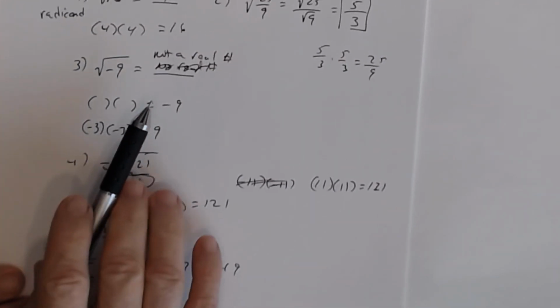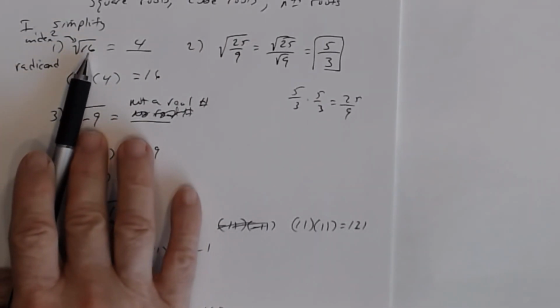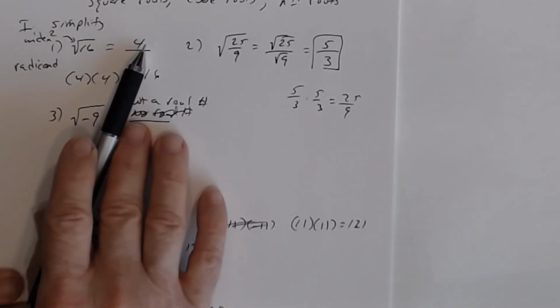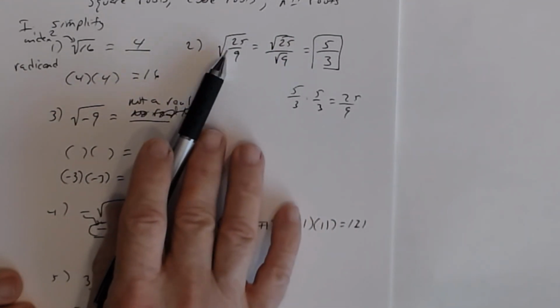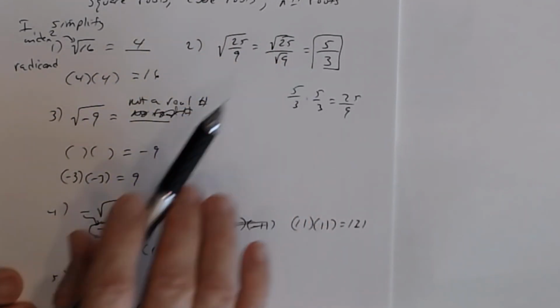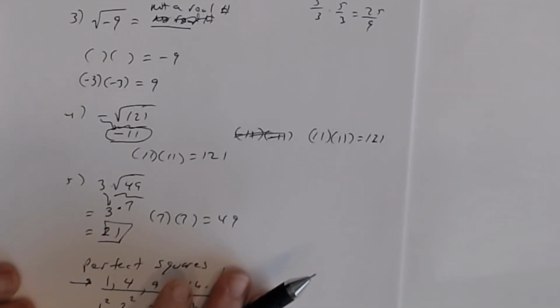So that's what these were. These were all perfect squares. 16 is a perfect square. The square root of 16 is the integer 4. The square root of 25 is the integer 5. The square root of 9, 9 is a perfect square. We just get 3, and so on. So those are perfect squares.